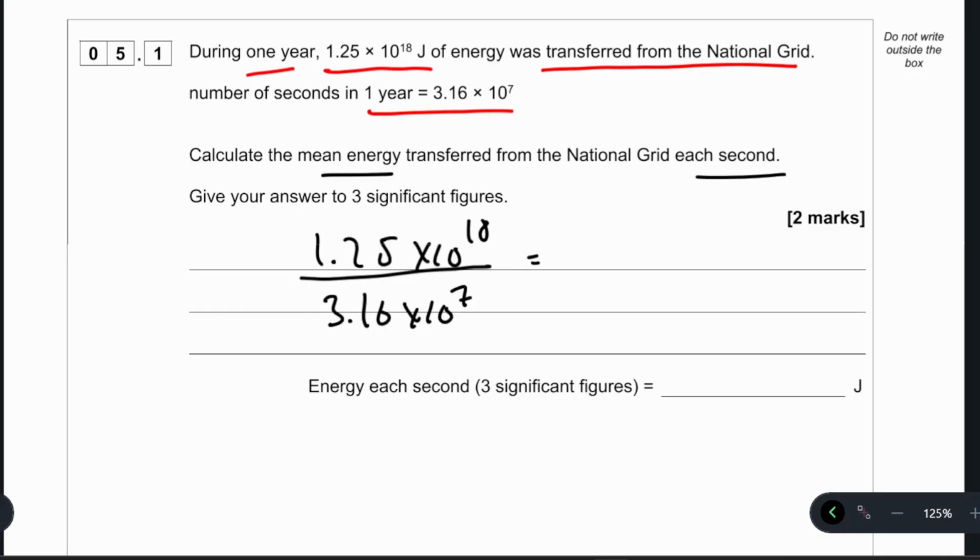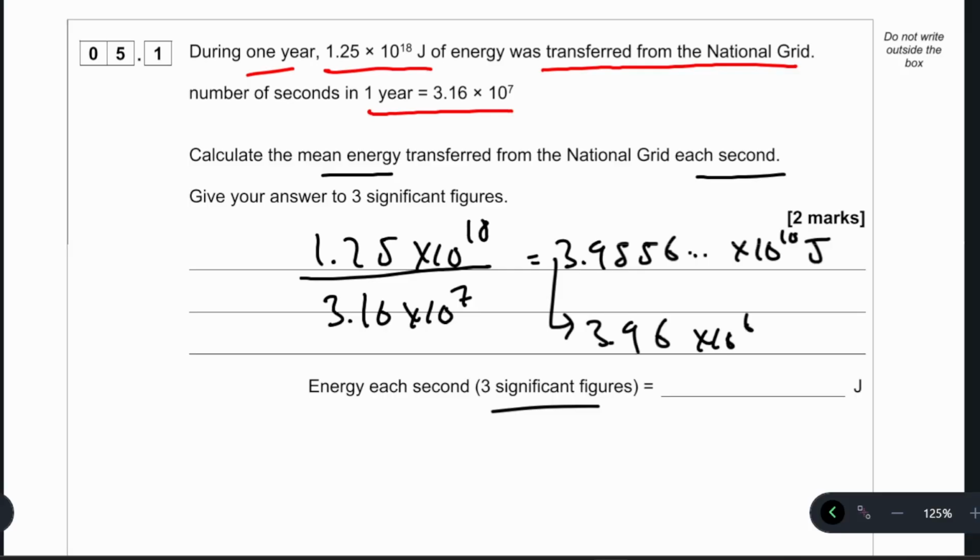So really easy question there. You just plug the numbers in, put that into your calculator, you get an answer which is 3.9556 and so on times 10 to the power of 10 joules. But what you're going to do is you're going to actually round this to 3 significant figures. And so this is 3.96 times 10 to the 10 joules. Remember, this is the third significant figure. So you want to round this. And because this is 5, this rounds to 6. Yeah, so we just write here 3.96 times 10 to the 10.